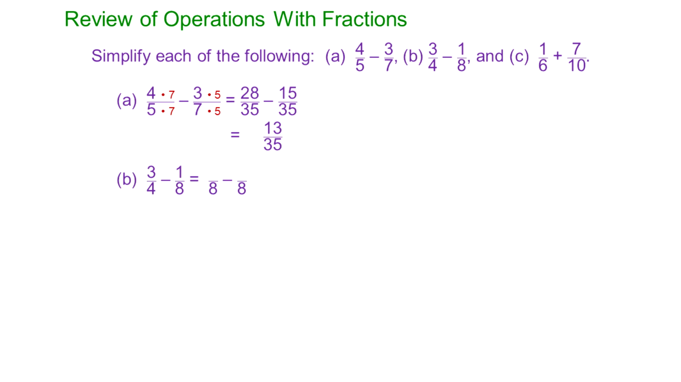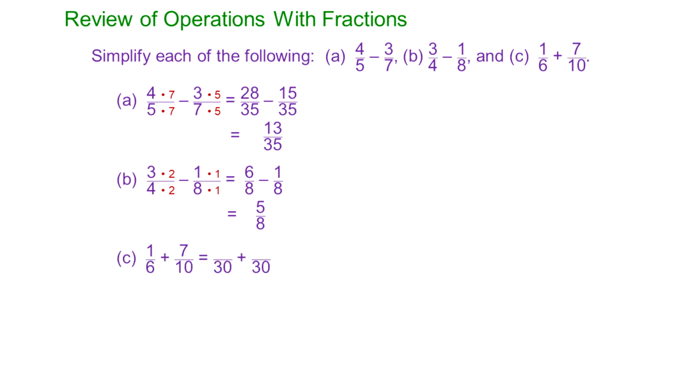For part B, my least common denominator will be 8. Note that when I ask myself what multiplied by 4 gives me 8, and what multiplied by 8 gives me 8, I can give integer answers to both of those questions. To fill in the numerators, I can multiply the top and bottom of the first fraction by 2, and I can multiply the top and bottom of the second fraction by 1. I can now say that 3/4 minus 1/8 is equal to 5/8.